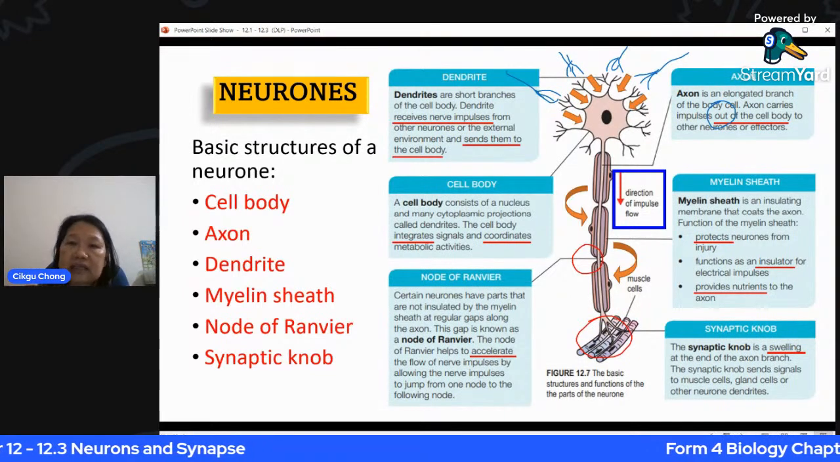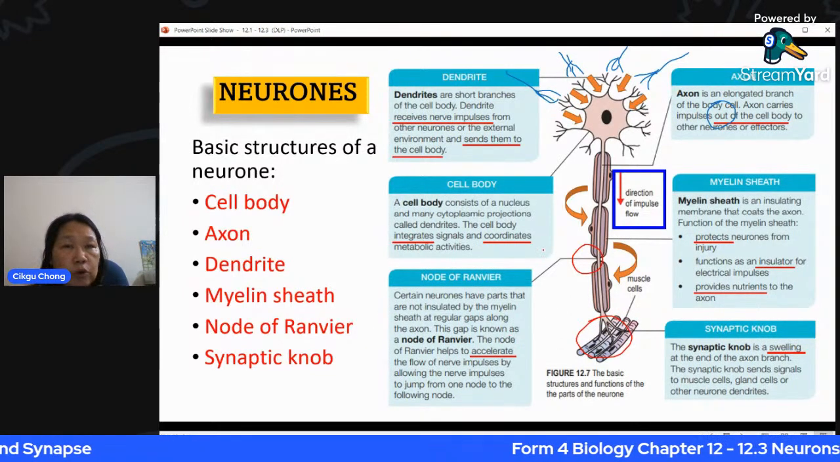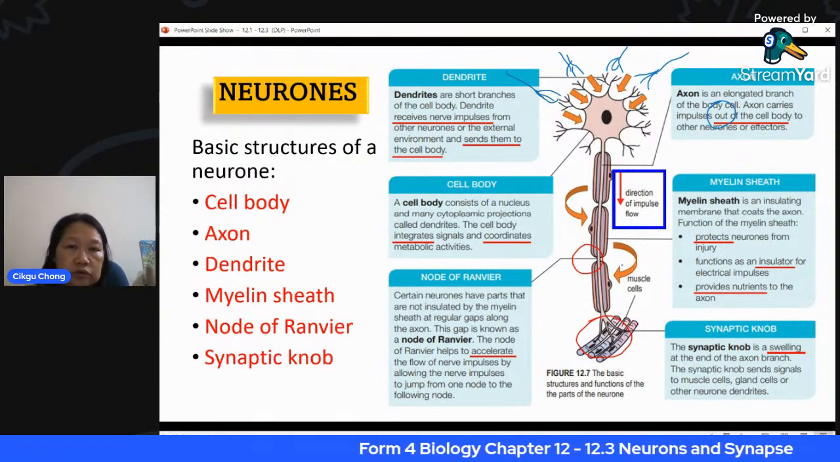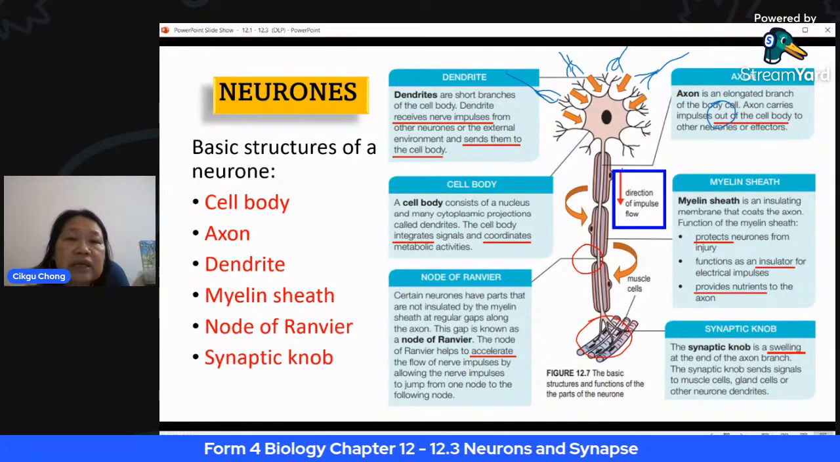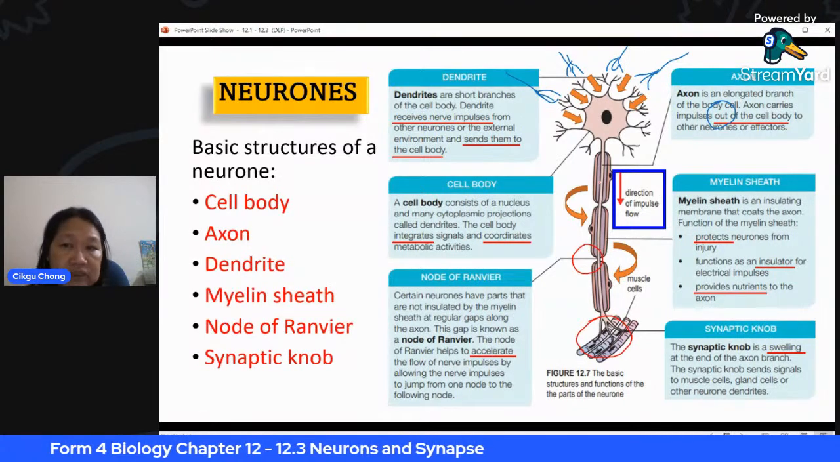Okay, clear? So these are the parts that you should know. Number one, how to label. Number two, you should know how to explain the function of these parts.